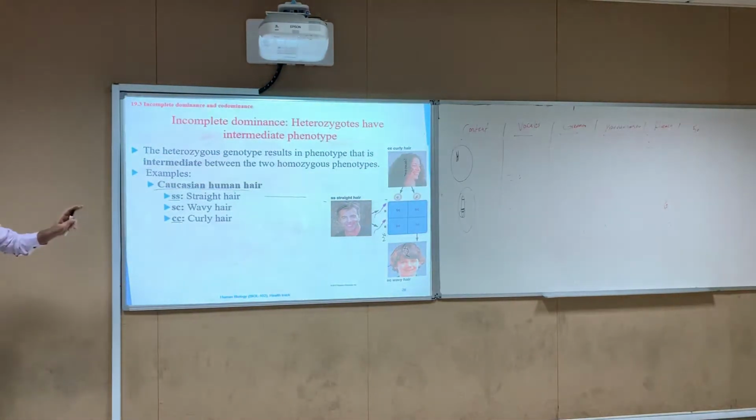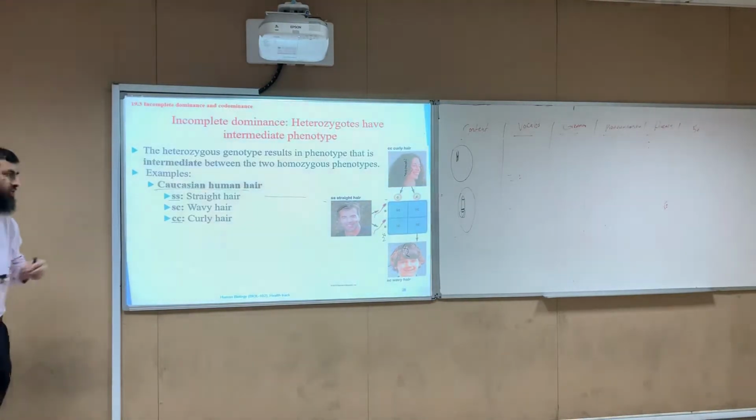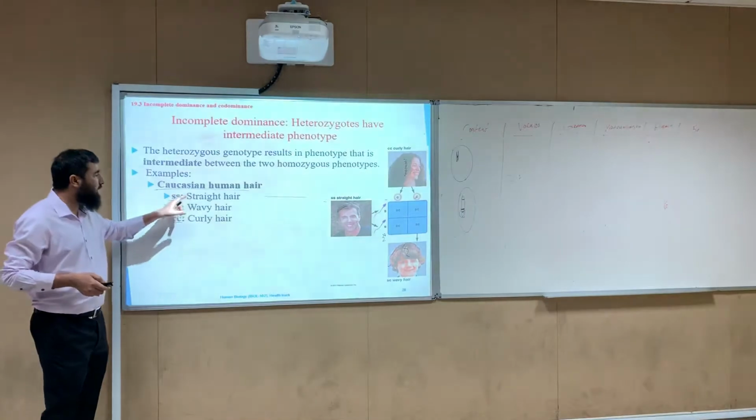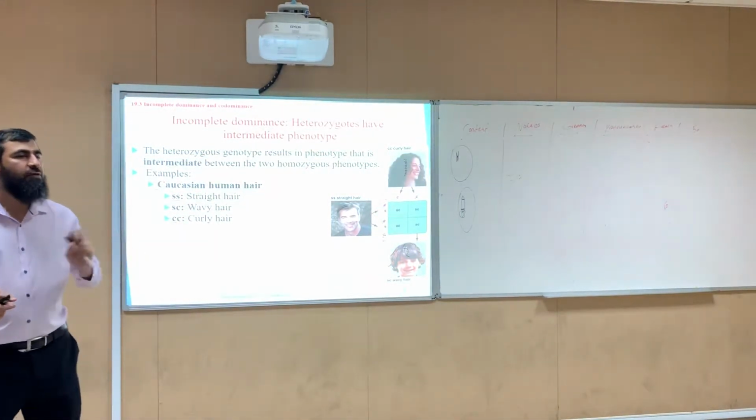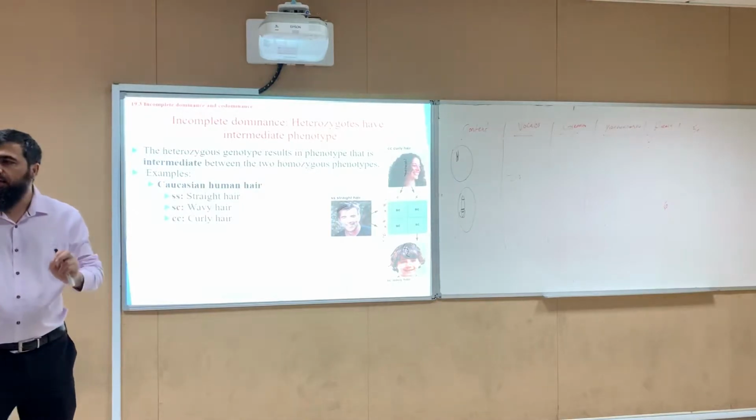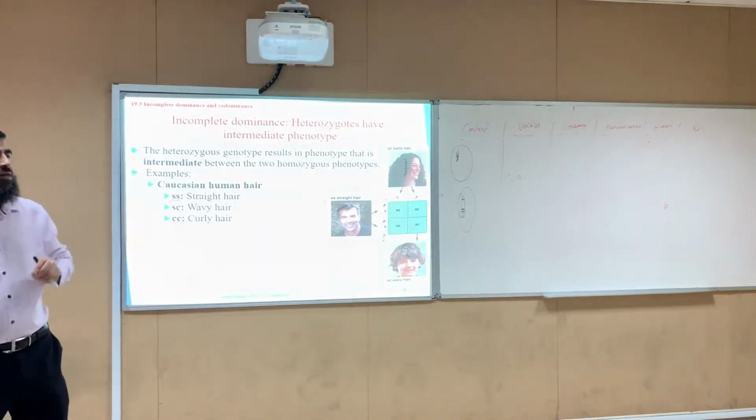All right. So we understand that in the homozygous form, each allele is dominant. It shows obviously either straight or curly. But when you cross the two, none of them are dominant over each other. We call this incomplete dominance. You get an intermediate between the two.